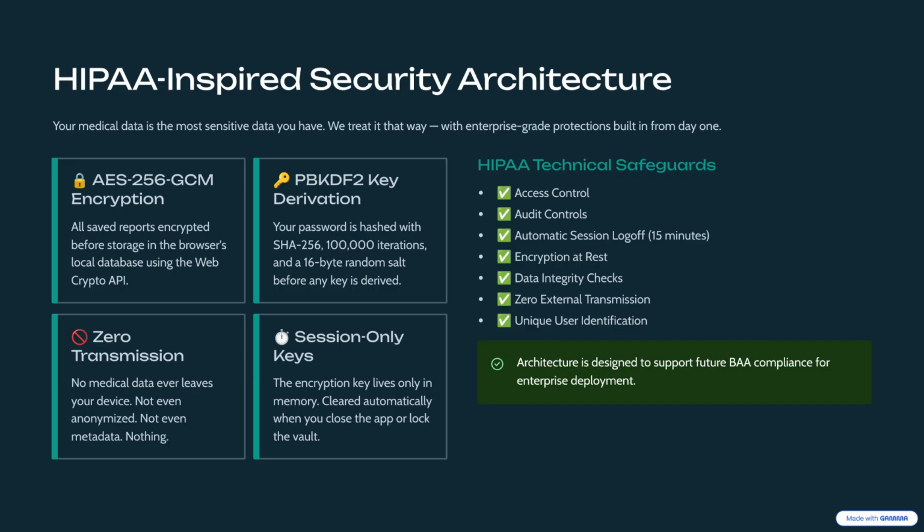No medical data is ever transmitted anywhere. Not to us. Not to Ollama. Not to anyone. The model runs on localhost. The architecture implements all 7 HIPAA technical safeguards: access control, audit controls, automatic session logoff, encryption at rest, data integrity, 0 external transmission, and unique user identification. We built this to support future BAA compliance because we believe this product has genuine enterprise potential.